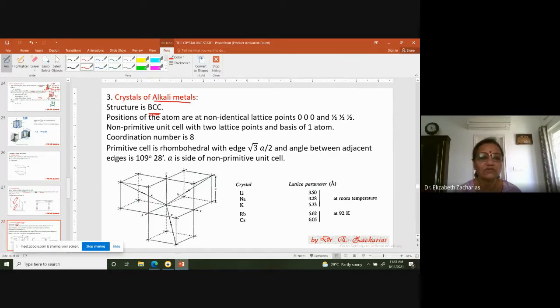Now look at this. This is one cell, second cell, third cell, fourth cell. Four cells are shown to you. And you can talk of non-equivalent positions of the atoms. The positions of the atoms are at 0, 0, 0 and half, half, half. So this is your 0, 0, 0. This is your half, half, half. BCC.